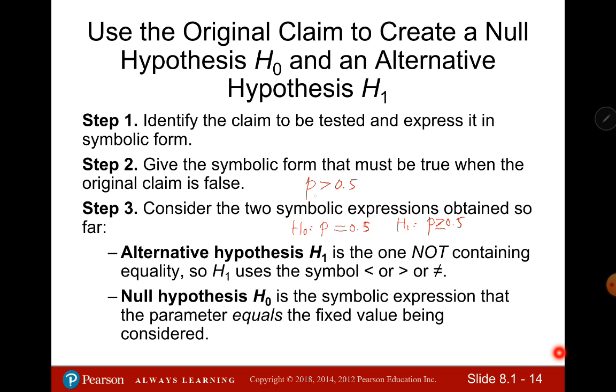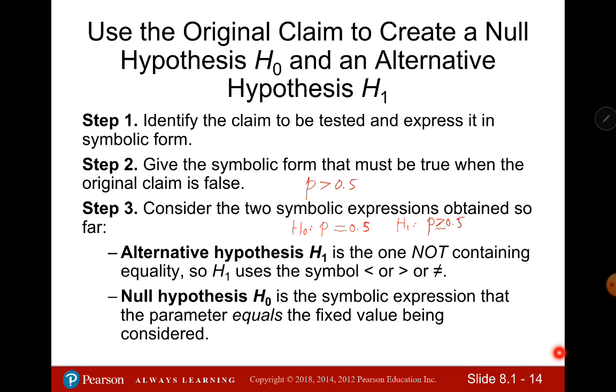Again, you list the symbolic form of your original claim. Then you pick it as one of our hypotheses. Here it's the greater than sign, so this is our alternative. And we just change the sign in the middle to get our null hypothesis.